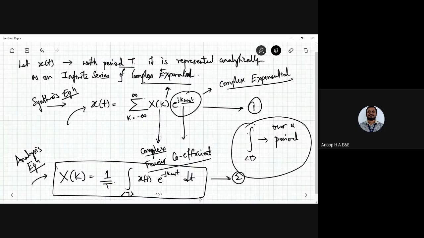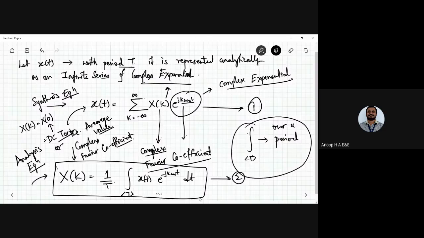As I already told you, X of k is called the complex Fourier coefficient. Now X of k, when it is X of 0, is called the DC term, or the average value of the waveform.